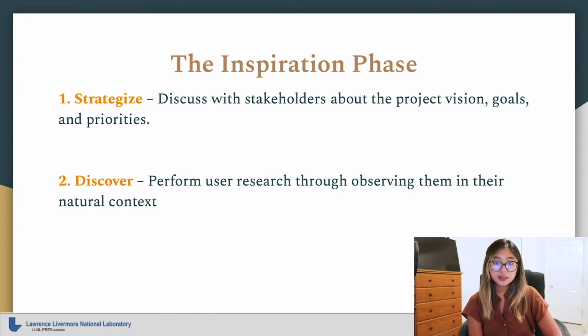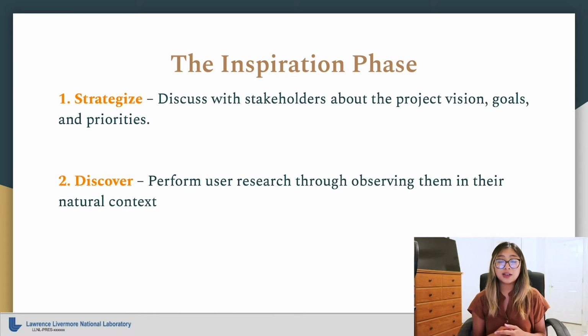So strategizing is when you need to talk with all the major stakeholders involved in your project just to understand the business and their mission and the technical side of the project's values, so that you can take that into consideration when designing your product. So once you understand the overarching goals, you head into the discover step.